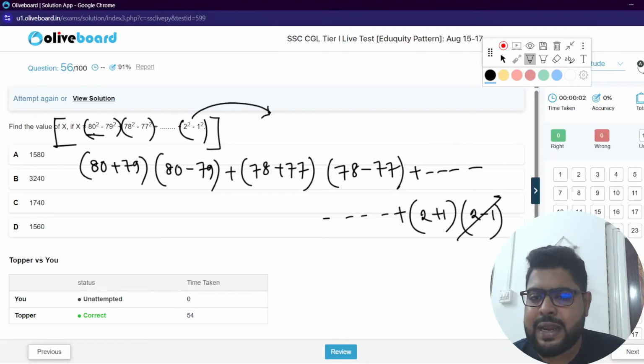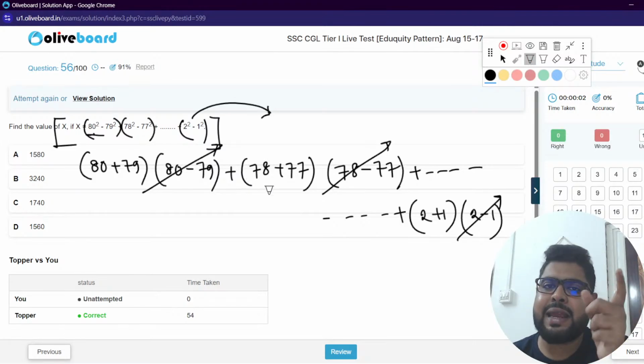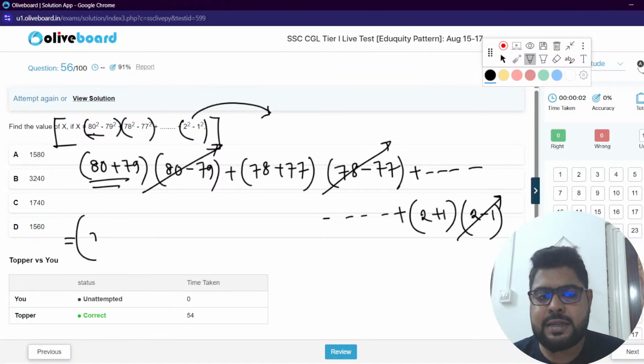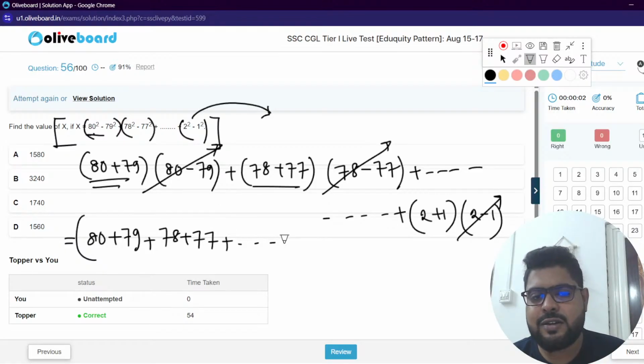And you can get rid of these things. Why? Because all these minus parts are 1. So these things will remain. I'm not asking you to add. Just keep it like this and open up the brackets. So this is 78 plus 77, and you can go on, and last it will be 2 plus 1.